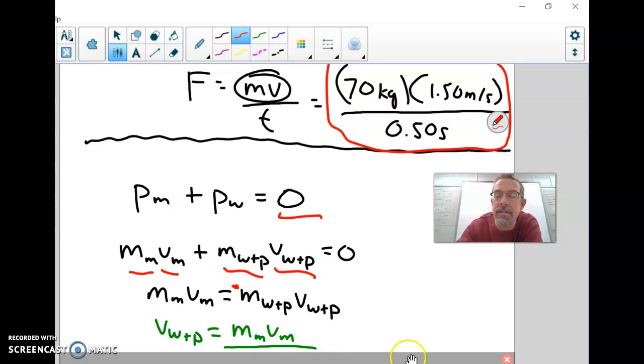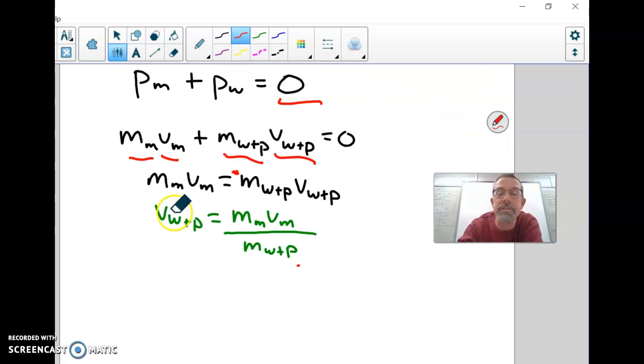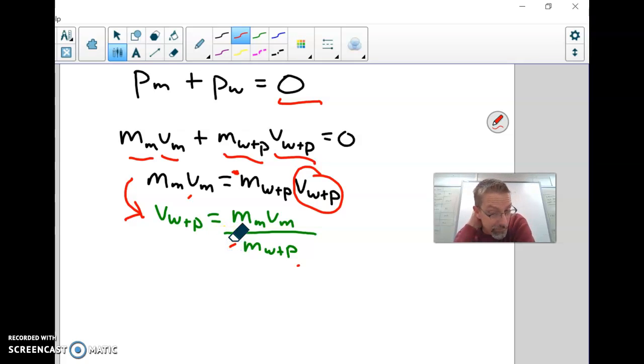And so the velocity of the woman plus the purse is going to be, I'm simply going to take this and divide it by the mass of the woman plus the purse over here. So you can see how this jump is happening. I want to isolate this by itself. So that is going to be right there, and that is going to be our answer.